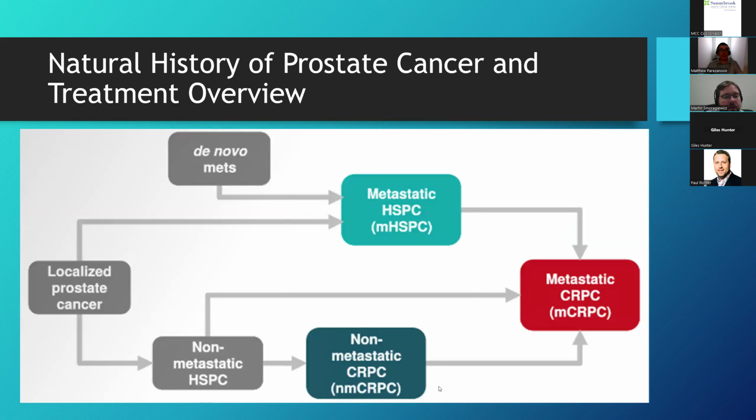So the natural history of prostate cancer can be seen in this diagram here. Most men start with some degree of localized prostate cancer, but there are men that do show up with de novo metastases, which would be considered metastatic hormone-sensitive patients. However, if they are localized, they can develop what we call non-metastatic hormone-sensitive prostate cancer, which can convert into non-metastatic CRPC or converting into metastatic CRPC.